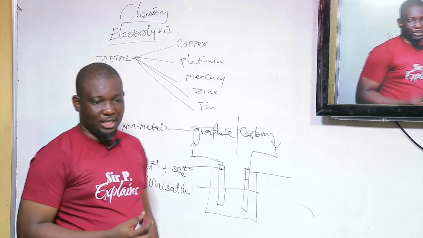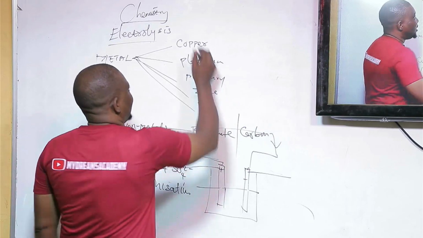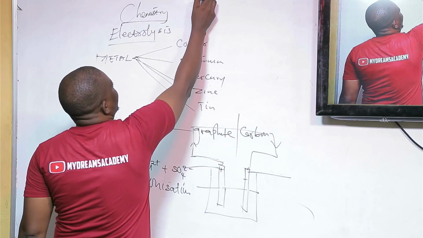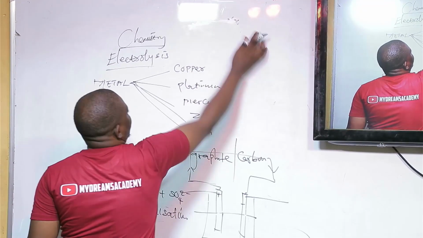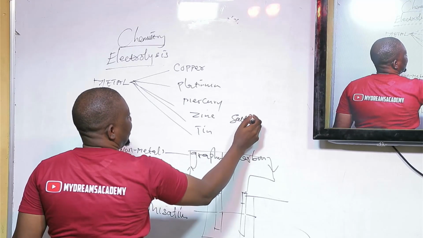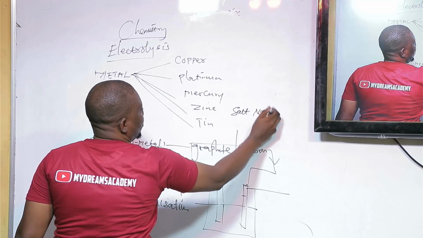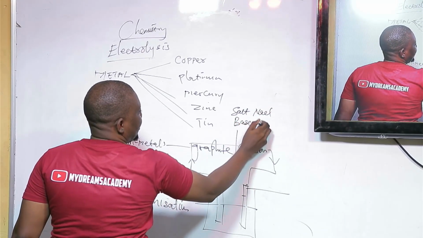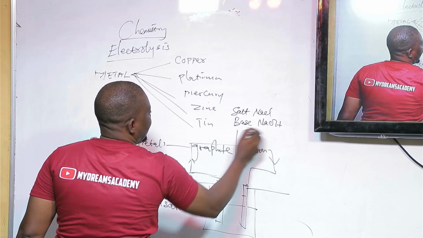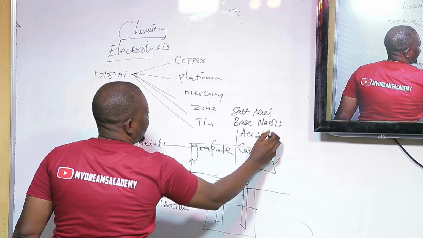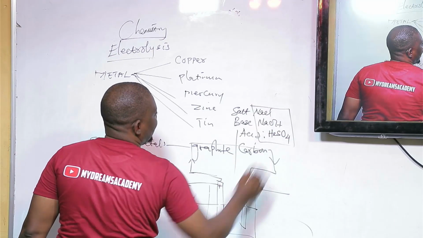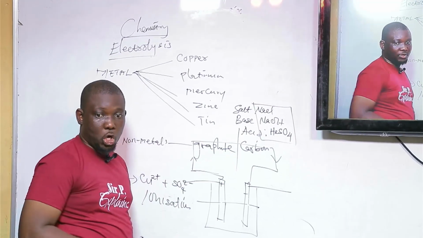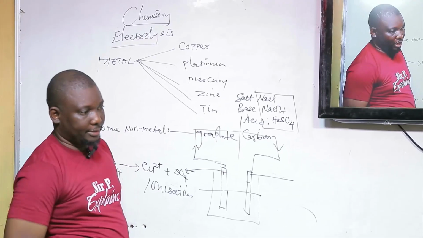Give examples of electrolytes. I've given you an example before. An electrolyte can be a salt, like sodium chloride. It can be a base like sodium hydroxide. It can also be an acid like H2SO4. All these are under the category of strong electrolytes.